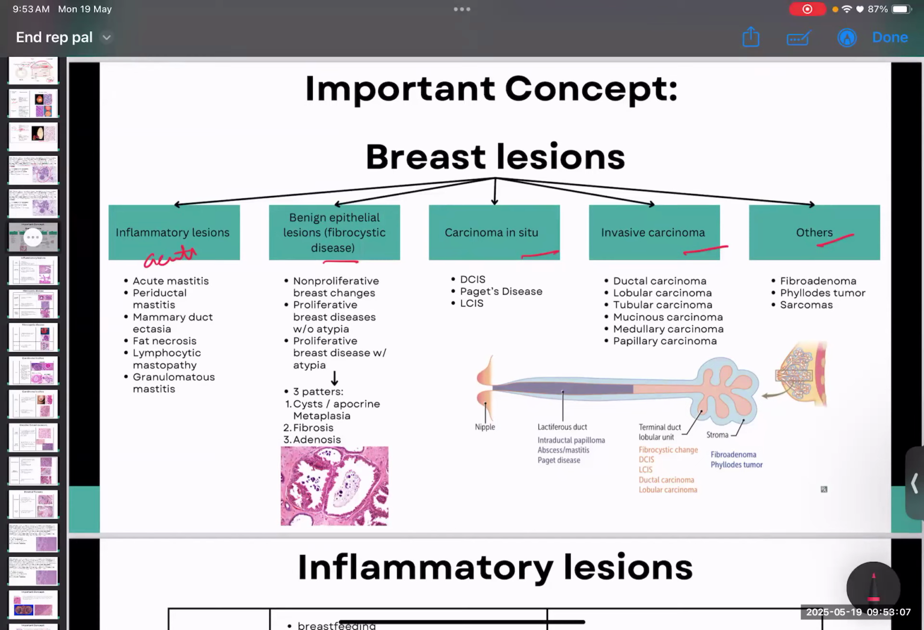Not like fibrocystic disease, you have non-proliferative ones, and you have proliferative ones, without atypia and with atypia. With atypia is most of the time synonymous to carcinoma in situ actually. So it's not really that important, but the way they manifest is in the form of cysts or fibrosis or adenosis. Okay, so these are the most common patterns that you will see in fibrocystic diseases. And then you have carcinoma in situ, you have invasive carcinomas and other tumors as well.